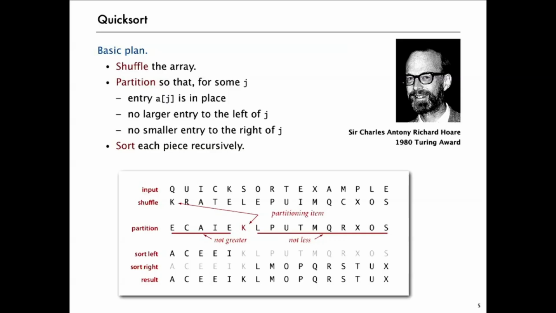That is, divide it so that for some value j, the entry a of j is in place in the array. There's no larger entry to the left of j and no smaller entry to the right of j. Once we have the array partitioned in that way, shown here in the middle, we have k in its position, and everybody to the left, there's nobody greater than k, and everybody to the right, there's nobody less. Once we have it arranged in that way, then we recursively sort the two parts, sort the left part, sort the right part, and then after those two things are done, the whole thing is sorted. This method was invented in 1961 by Tony Hoare, who won the Turing Award in 1980 for this and other work.